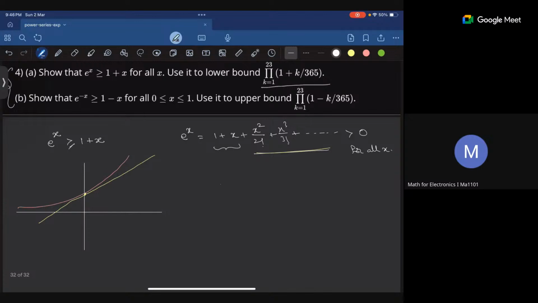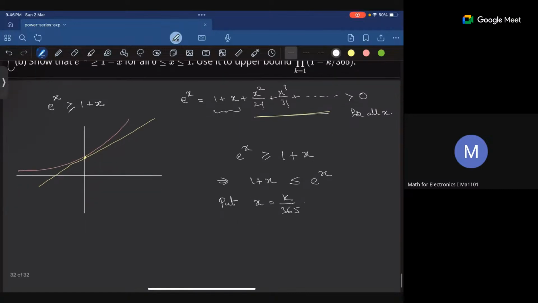We know e power x is greater than or equal to 1 plus x. That means 1 plus x is lesser than or equal to e power x. I'm writing the same expression, 1 plus x on the left hand side, e power x on the right hand side. Now put x equals k by 365. If you put that, what will you get? You'll get 1 plus k by 365 on the left hand side, and on the right hand side we'll have e power k by 365.